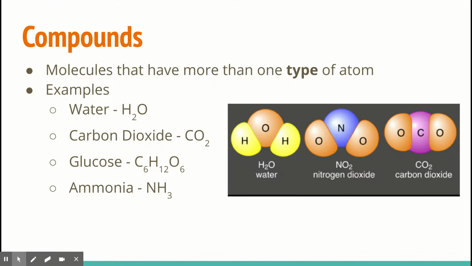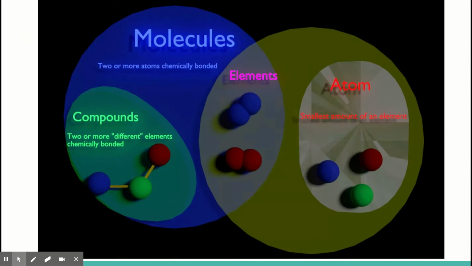Now let's talk about compounds. Compounds are molecules that have more than one type of atom. So water would be an example of a compound because it has hydrogen and oxygen. It is also a molecule. Carbon dioxide is another example of a compound because it has carbon and oxygen. Those two different elements together make up a compound. We have glucose and ammonia, also compounds. There's more than one type of atom in those chemical formulas.